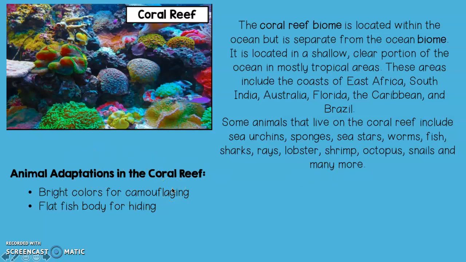Some animal adaptations in the coral reef are fish having bright colors for camouflaging. As you can see in this picture, the coral is very bright. So the fish, or any type of living organism, wants to have bright colors because it will help them when they're camouflaging from their predators, and then being able to attack their prey. Another adaptation is a flat body, which really helps the fish to hide in the little corners and areas in the coral reef.